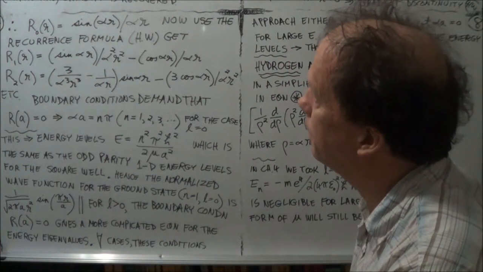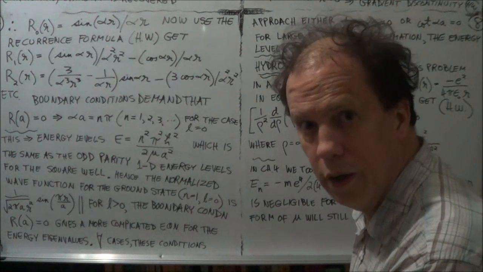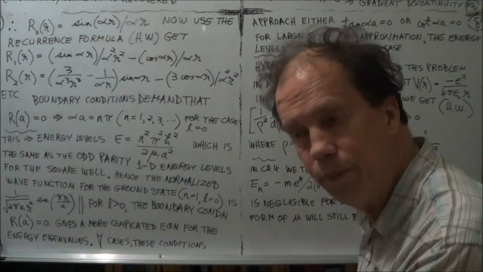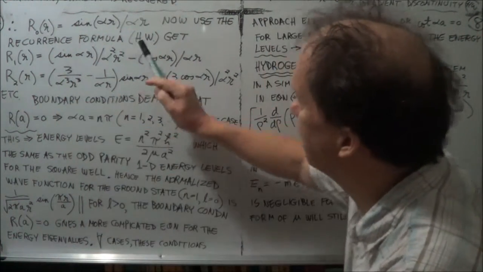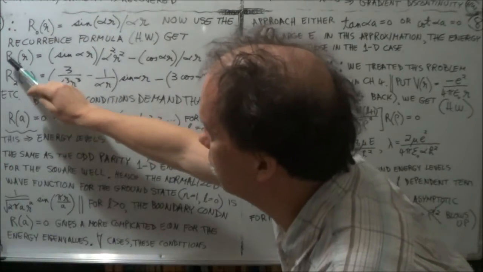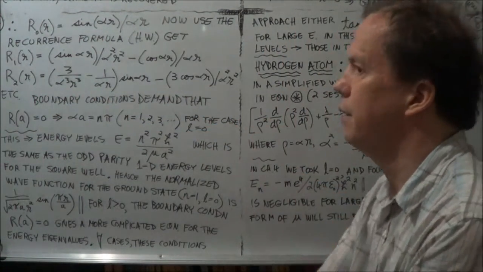So if you can find chi 1, you can find R1, and if you can find chi 1, you can find chi 2, and hence you can find big R2, and so on. So again, I asked you as homework to actually calculate R1 and R2.